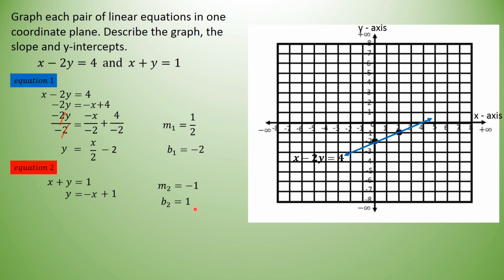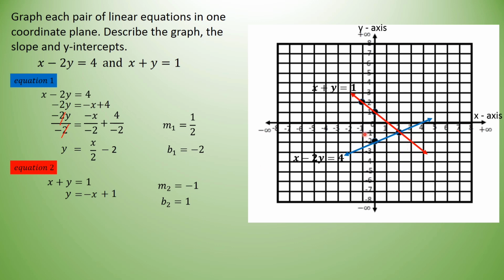So i-plot natin sa ating Cartesian plane. So we have here positive 1 para sa ating y-intercept, and then move 1 step upward and 1 step papunta naman sa left since the slope is negative. So this will be our second point. Connect these points using a straight line. So this will be our line. So this is the equation x plus y equals 1.